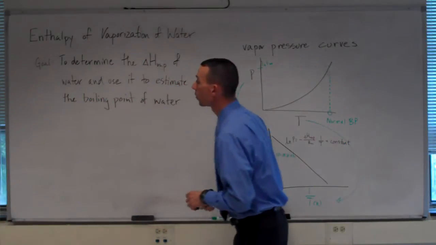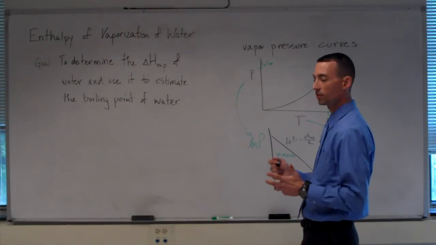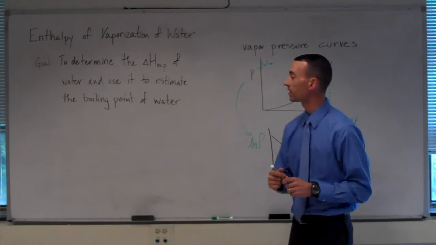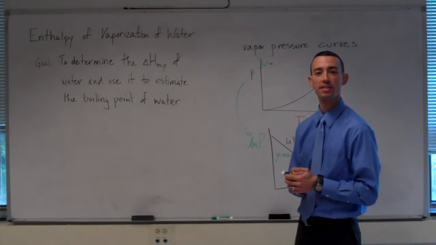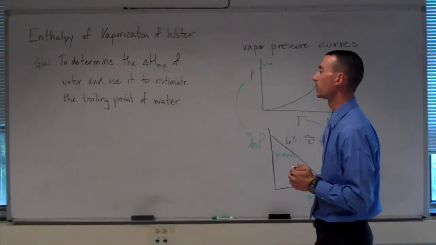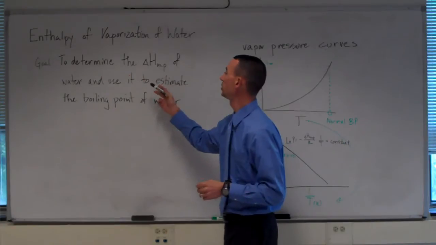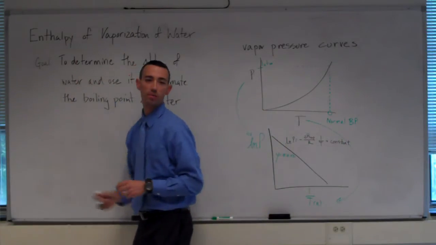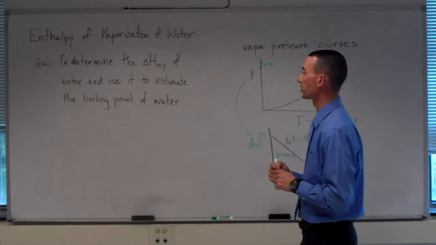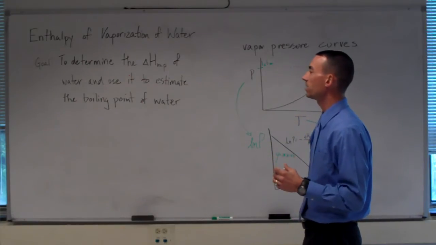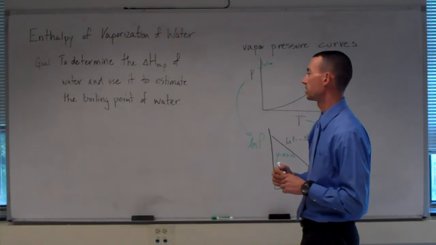So the goal of our work in this experiment will be to determine the enthalpy of vaporization of water, and then to use that value to estimate the boiling point of water, which we already know to be 100 degrees Celsius, so we have a pretty good idea of what our answer should be when we're all said and done. Enthalpy, remember, is a term referring to the energy of a process happening at constant pressure, essentially. So we're looking at the energy to vaporize water, turn it from liquid into its gaseous form.